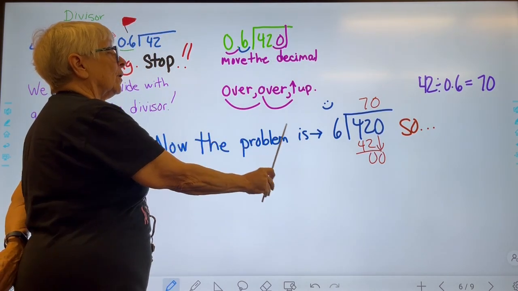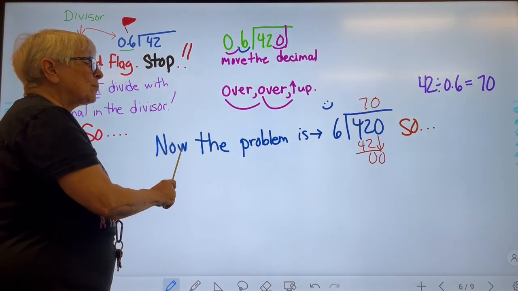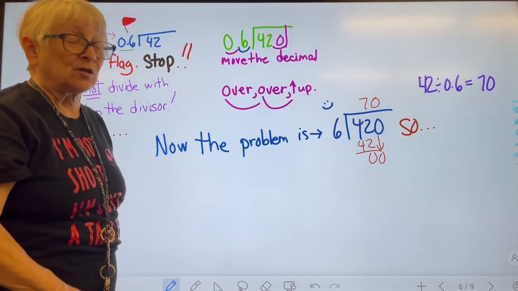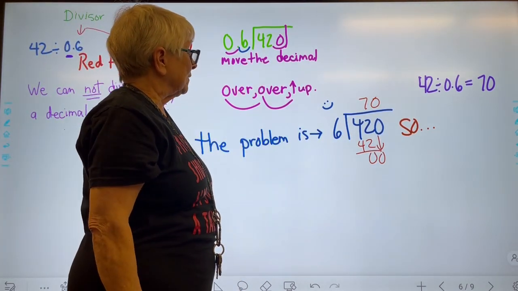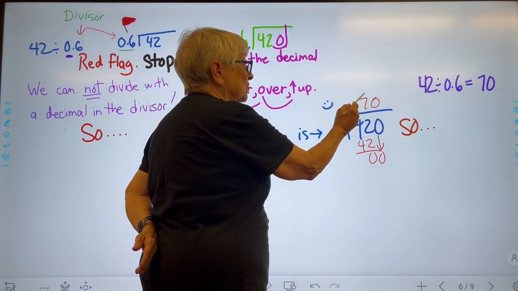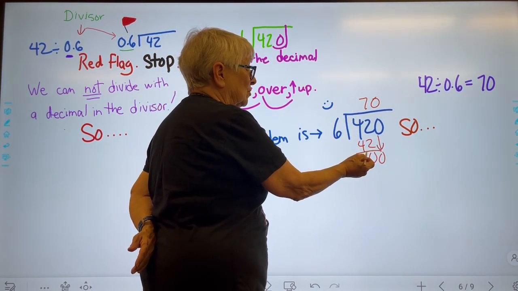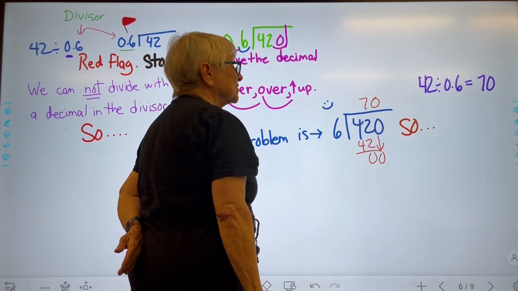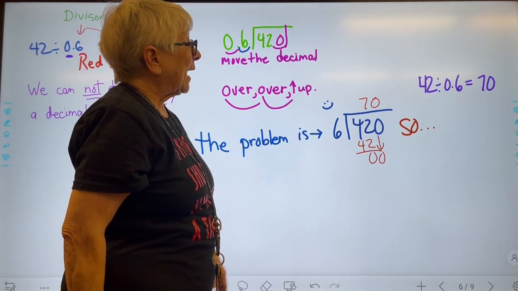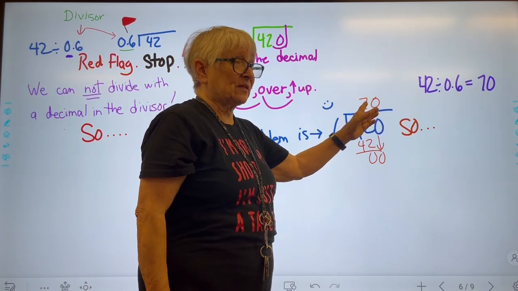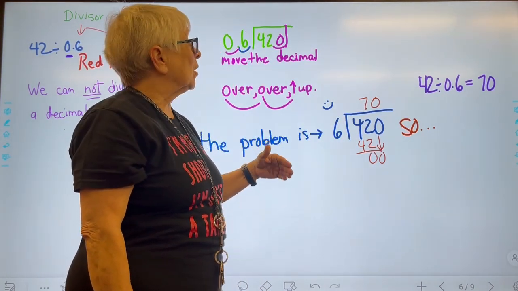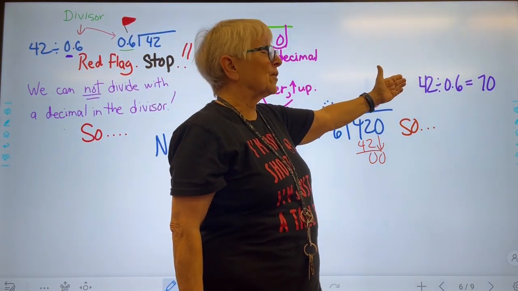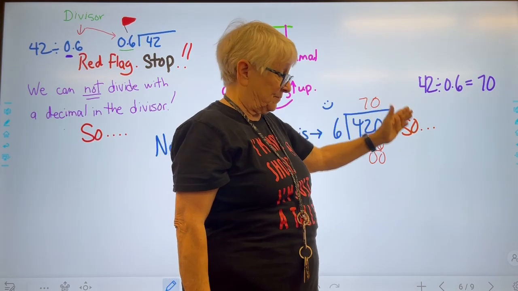Over, over, up. Now the problem we've got to do is 420 divided by 6, and that one I can do because there's not a decimal outside. So 6 goes into 42 7 times. 7 times 6 is 42. Bring down the 0, because 6 doesn't go into 0. And so the answer to this problem is 70. And it's an equivalent problem to the one we started with. So if the answer to this is 70, the answer to this is also 70.